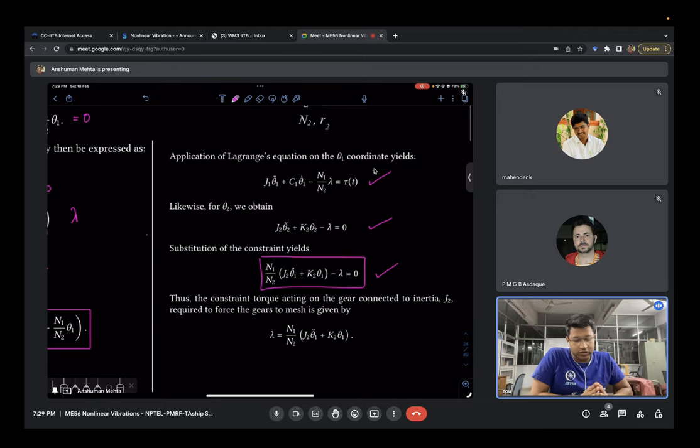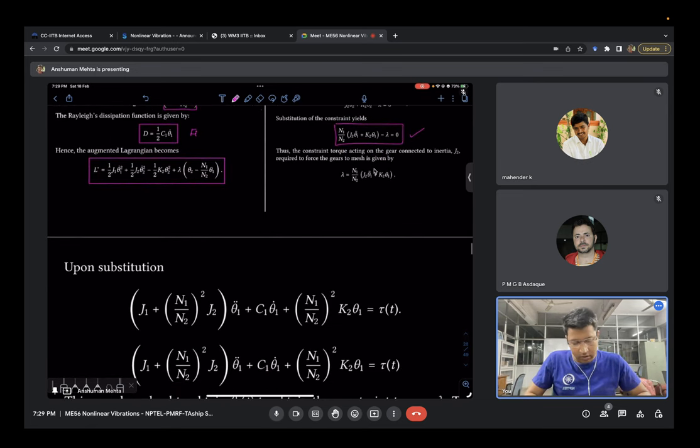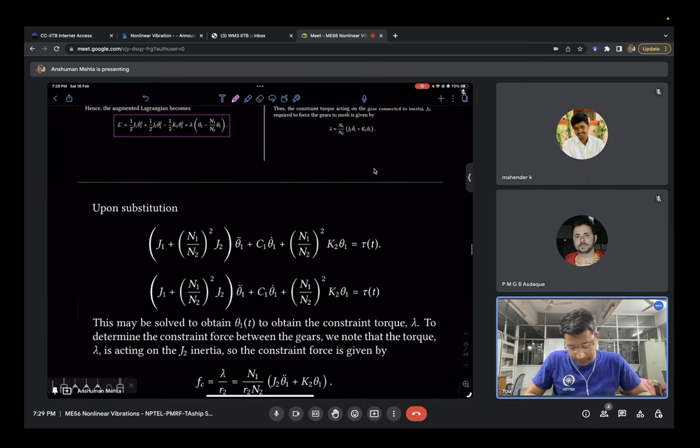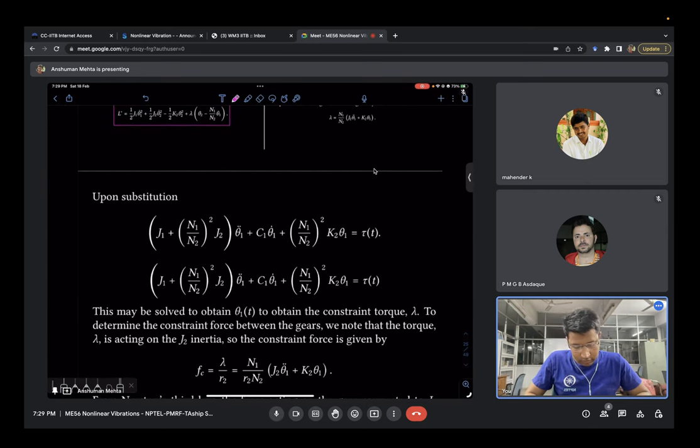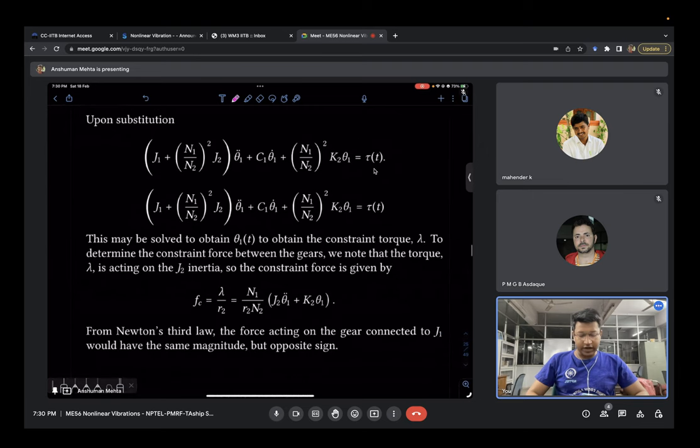Actually that lambda was the constraint torque acting on the gear connected to inertia J2, required to force the gears to mesh. So it is the force which is forcing the gears to mesh. Now upon substitution, we can see this equation of motion, and we can find the constraint force, which will be lambda by R2. So that was the constraint moment, and this is now the constraint force.